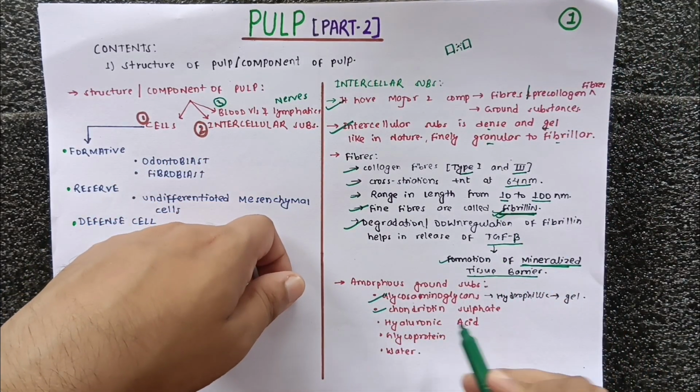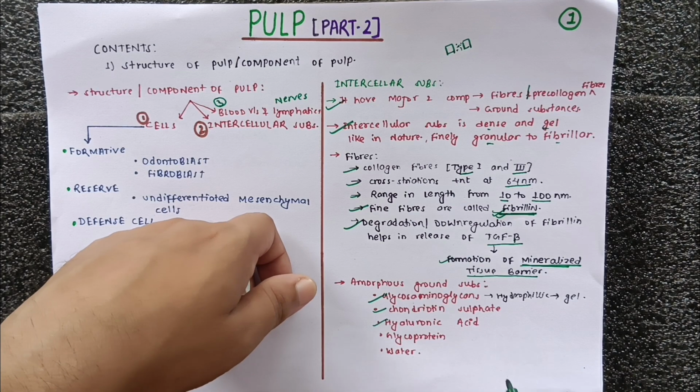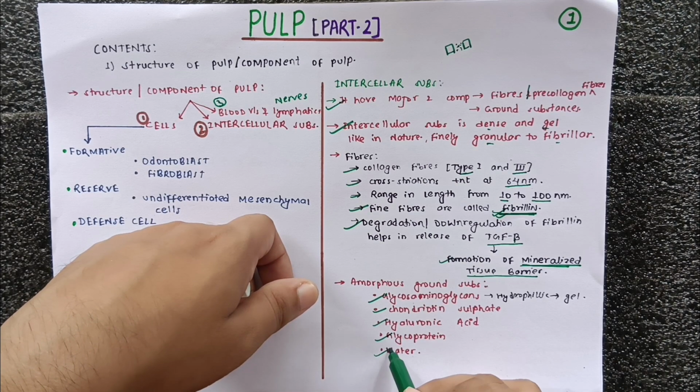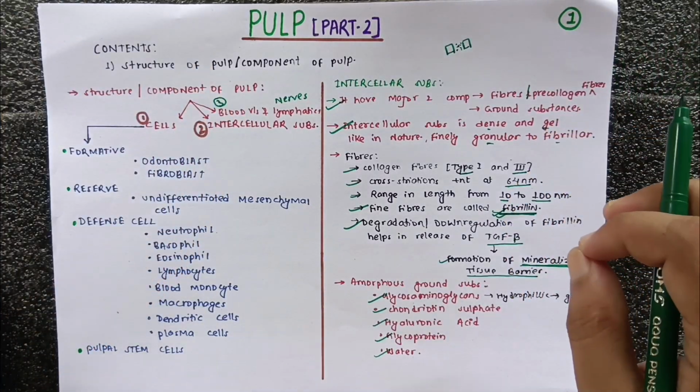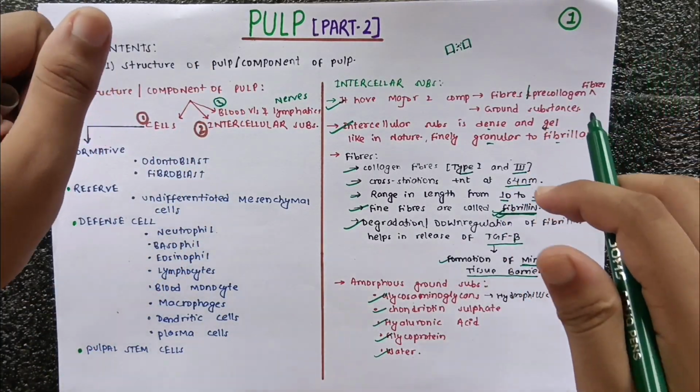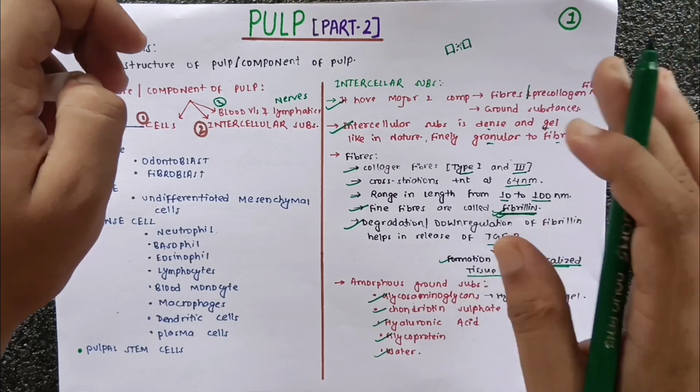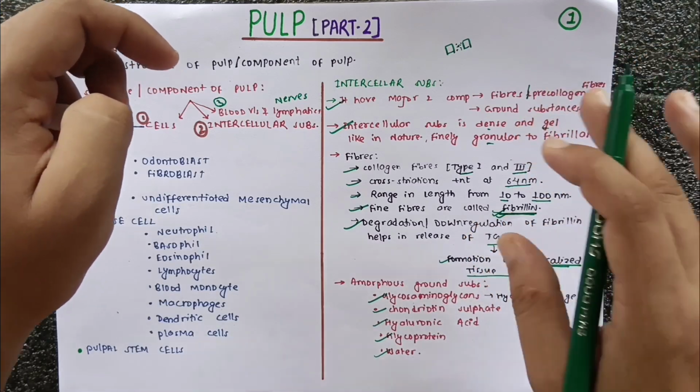Similarly, chondroitin sulfate is present here, hyaluronic acid is present here, glycoproteins, water, and different kinds of salts are also present there. Okay, a small amount of minerals. Okay, salts, minerals. So minerals are particularly present there.